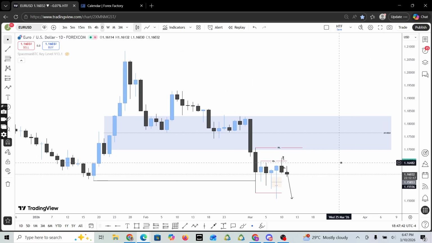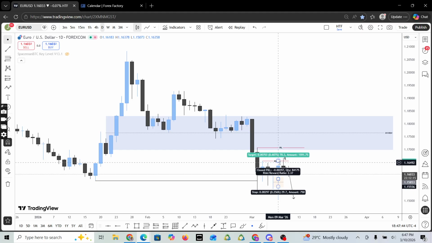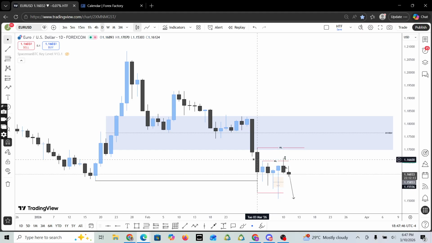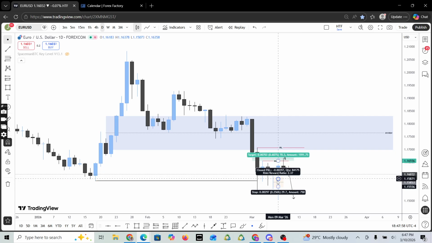So we can clearly see that yesterday, this is the internal liquidity I marked. There is a small portion of daily fair value gap here. That is what actually held price here. And then we rejected nicely, closed back into the Monday's range, right?